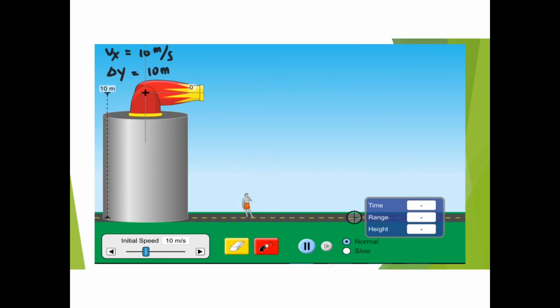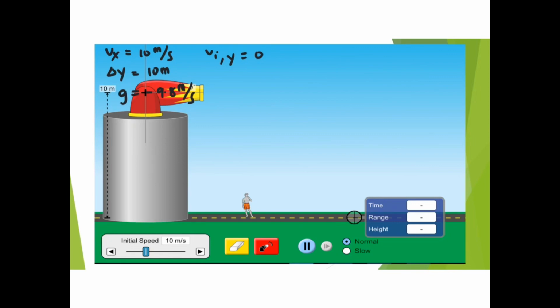And we should also be aware that the acceleration due to gravity here is equal to negative 9.8 meters per second squared. Also, we know that the initial vertical velocity, or Viy, is equal to 0, because the object is just being fired horizontally. It's not being thrown downward or upward, so it does not have an initial vertical velocity. Now we can solve for time.